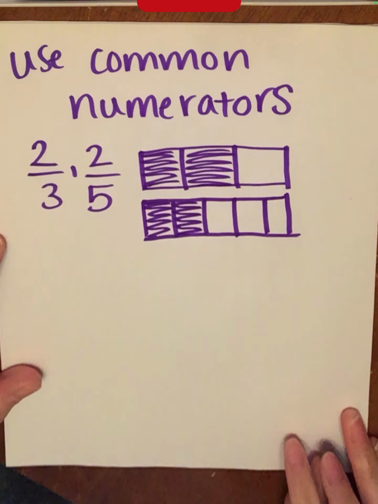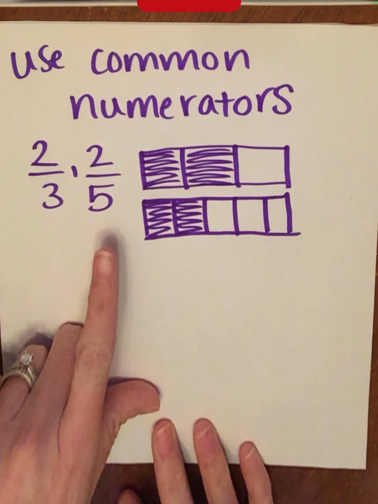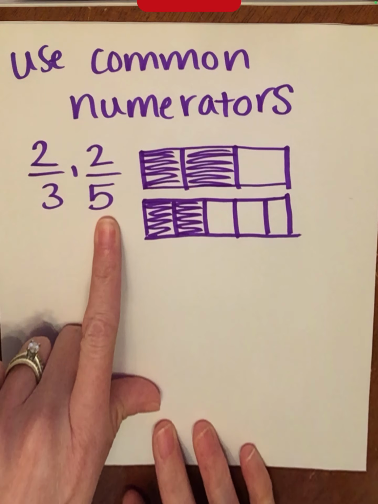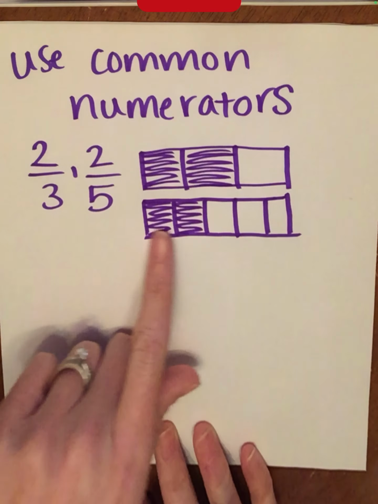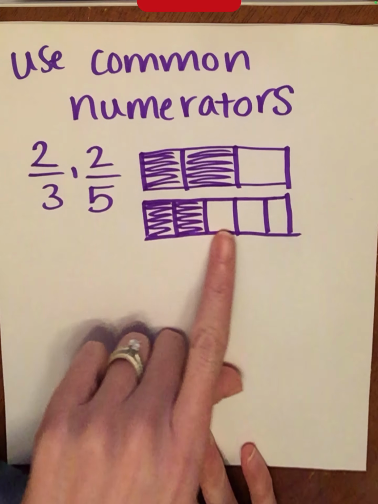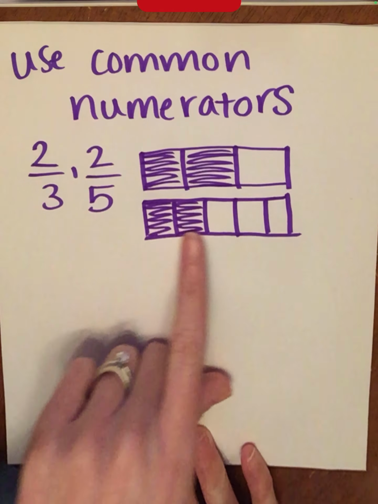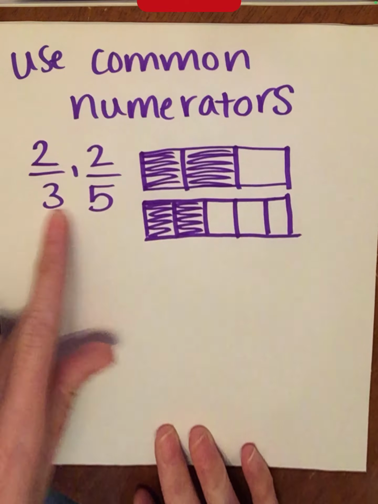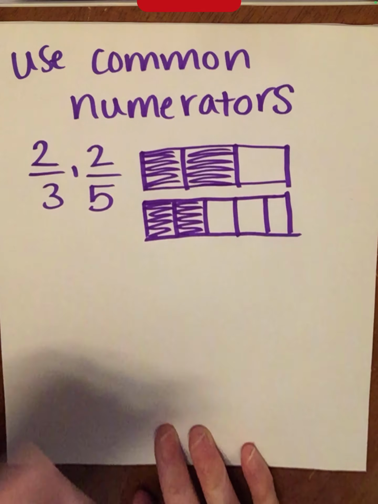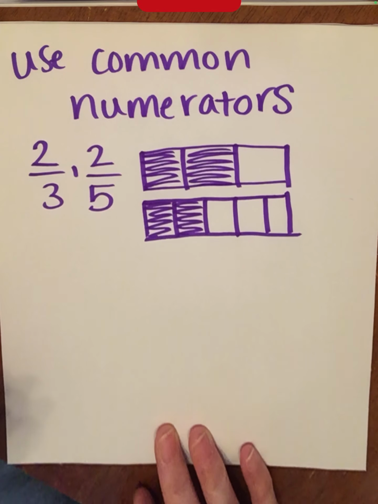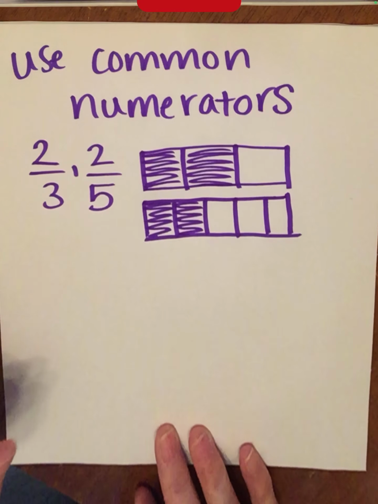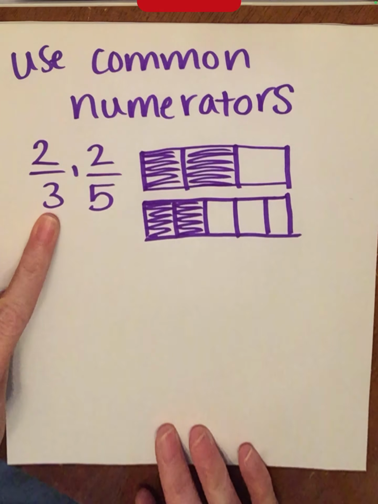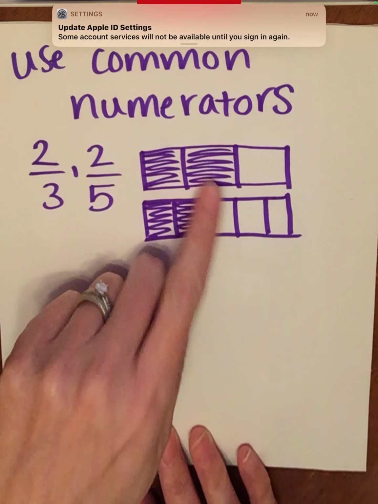And if you notice, even though 5 is a bigger number in the denominator, these pieces are actually smaller. And the reason they're smaller is it takes more pieces to make a whole. It takes 5 pieces to make a whole here, whereas it only takes 3 pieces to make a whole here. So when I am comparing using a common numerator, which means both of my numerators are the same, the rule is the fraction with the smaller denominator is actually going to be the bigger fraction. Okay?